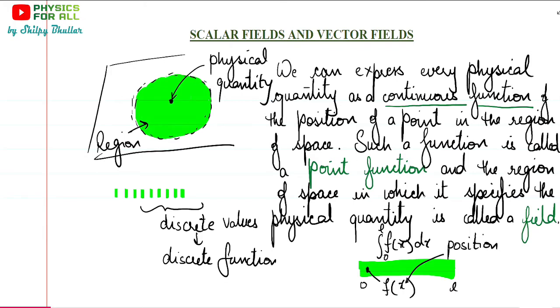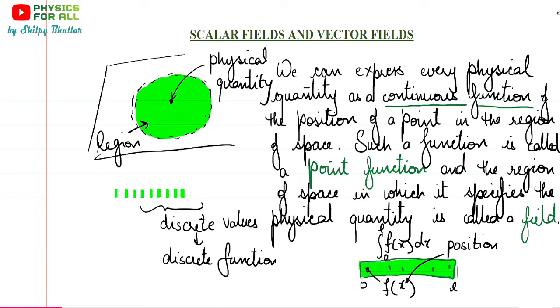So a region of space in which it specifies the physical quantity is called a field. Now, as I'm saying, this particular function f(x) is a point function, and this point function is spread over this entire place. This entire region is covered by this function f(x). It's not that only at this particular point we have f(x); we have f(x) here also, and everywhere it will have the same value. So it is distributed over the entire place.